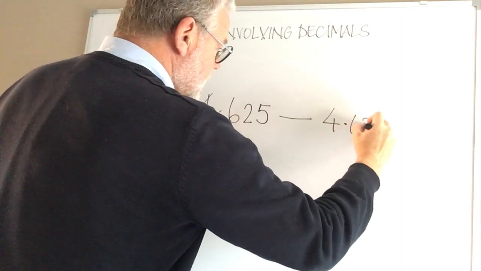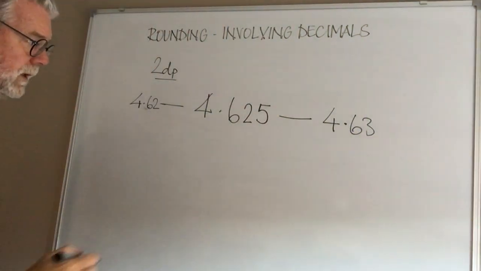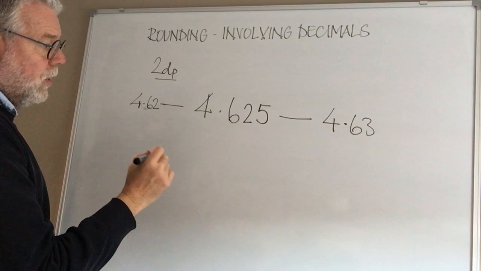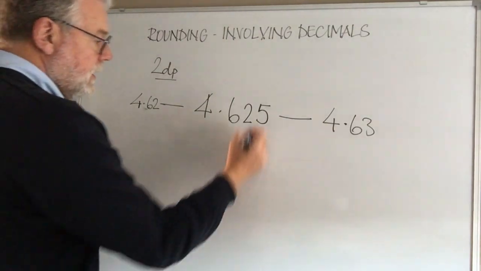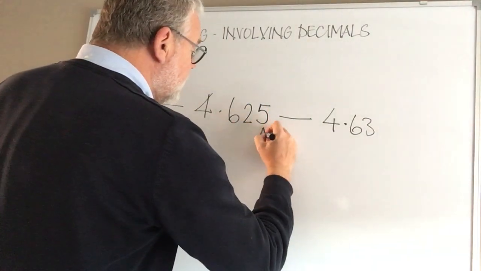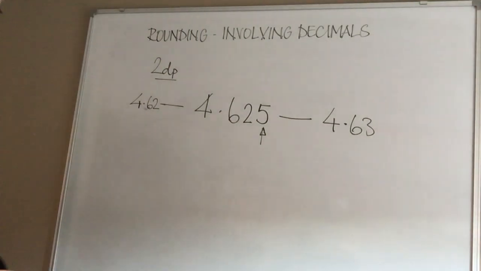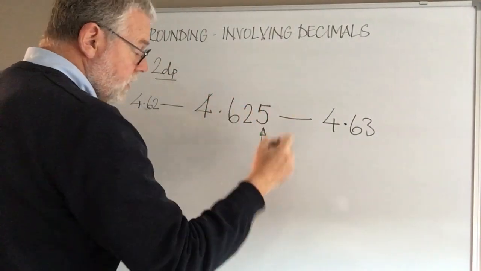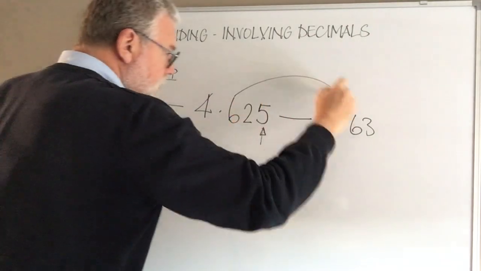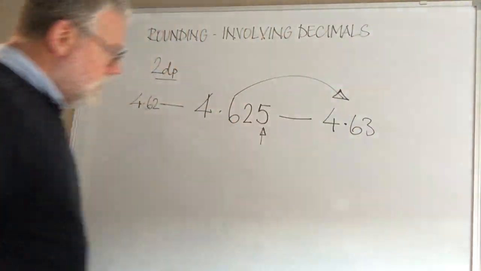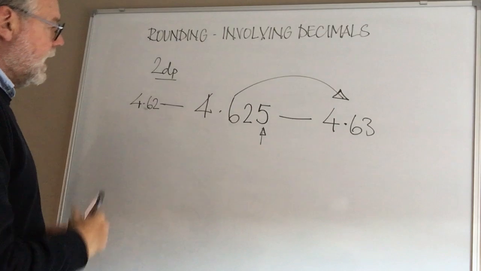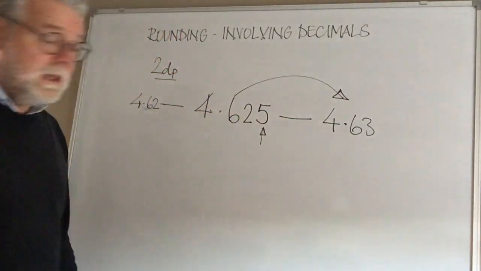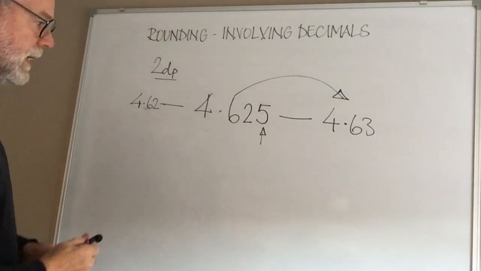4.63. Now again, this time which column is going to help us to make our decision? And yet, you're ahead of me. We're now looking at the thousandths column. Well, look, it's above 5. It's 5 or above. Well, we know what we're going to do with that. We're going to round up to 4.63. So now our answer is to 2 decimal places. And you can see how this pattern emerges.